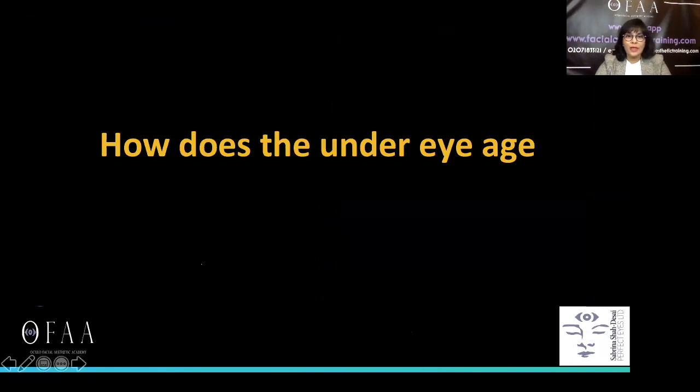And I'm very aware that my photograph keeps coming in the way of my screen, so I'm going to keep moving it. So let's look at how the under eye ages. Okay.